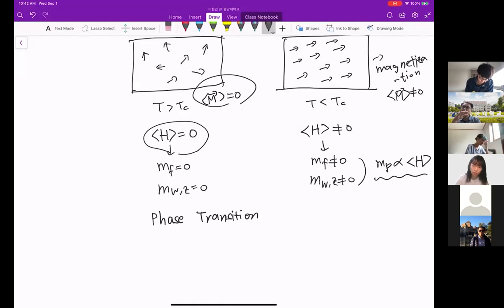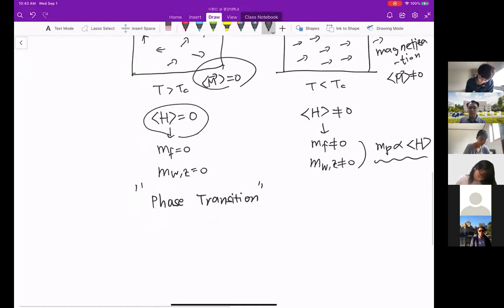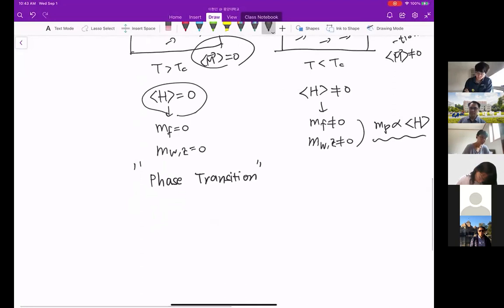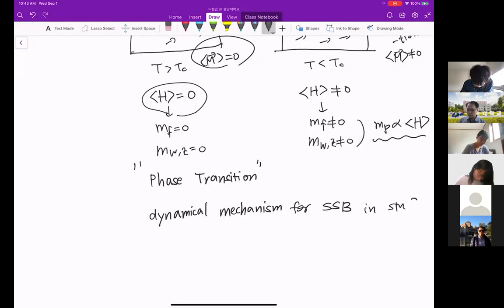So this is a phase transition, but we don't know how this spontaneous symmetry breaking occurs in the standard model. We just parameterize it at zero temperature, and we define the vacuum, but we don't understand what the dynamical mechanism is. Dynamical mechanism means temperature dependence, as you said, for spontaneous symmetry breaking in the standard model. We don't know. We can just parameterize it.